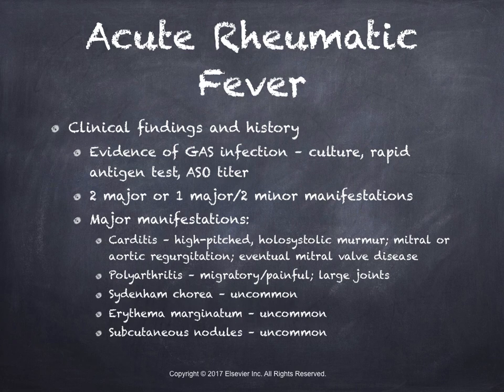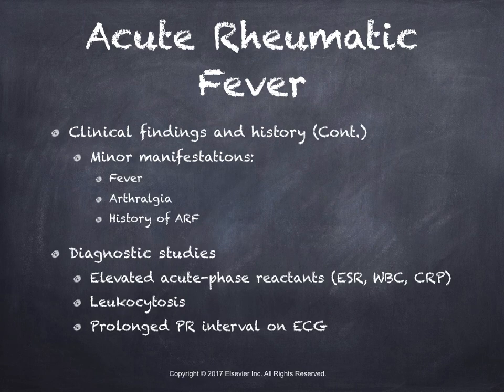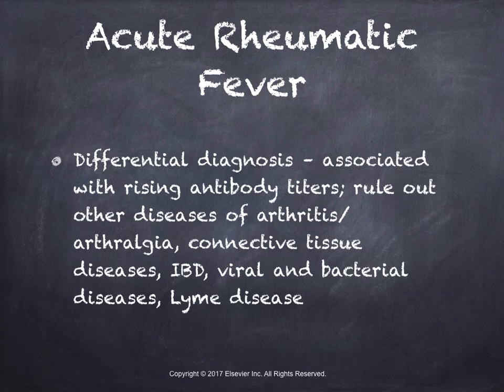The Jones criteria include major manifestations and minor manifestations, and the diagnosis is made with 2 major or 1 major and 2 minor. And you can see that these are the major manifestations here. These are the minor manifestations. Diagnostic studies will include measuring acute phase reactants, looking at a CBC for leukocytosis, and measuring an EKG where there would be a prolonged PR interval. The differential includes other connective tissue diseases and autoimmune diseases.